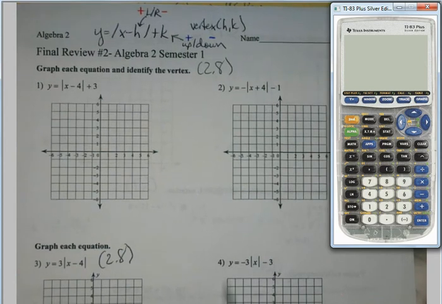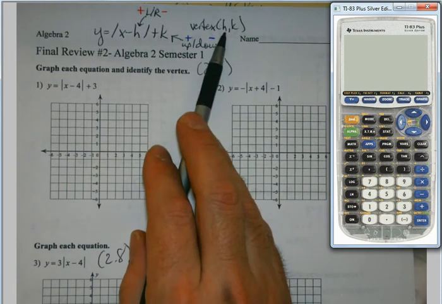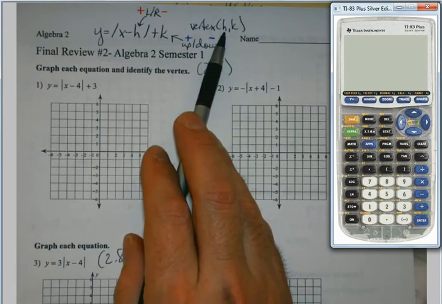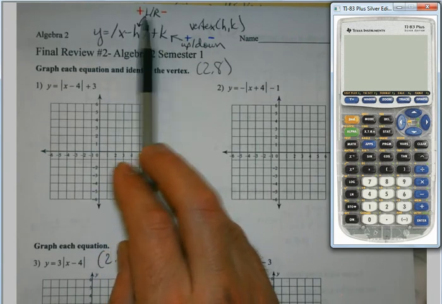Right, we're ready for review number 2. You might notice up at the top I've made a couple of notes: my general form of graphing an absolute value equation. Noticing that these two values can give me my vertex, my centerpiece, if I want that, and that's going to be necessary for these.